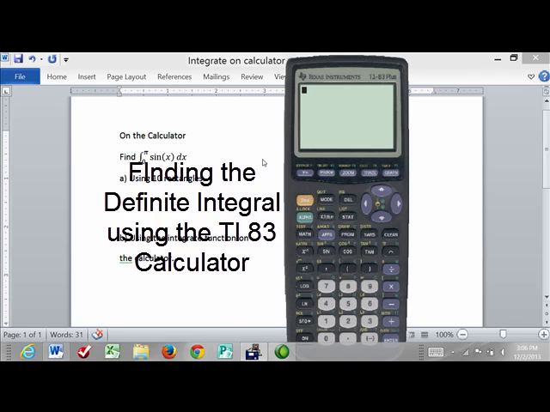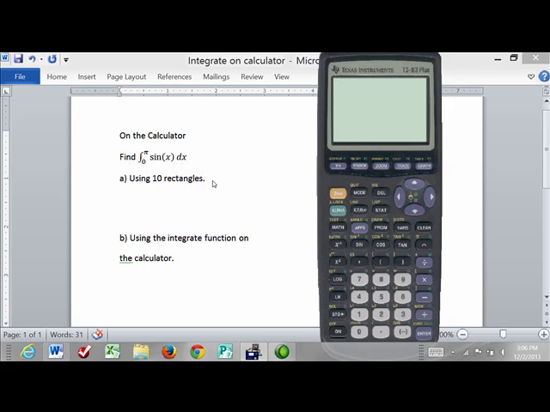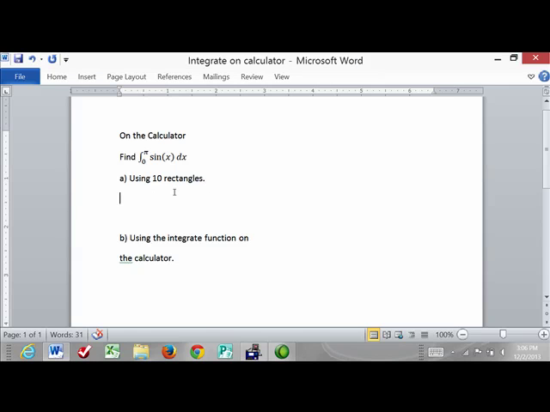Alright, in this video we're going to find how to integrate using a calculator, and the problem says on the calculator find the integral from 0 to pi of sine of x dx using 10 rectangles. So using 10 rectangles, what we're going to do, I'm going to type this out, is we're going to do a sum of the sequence of 10 rectangles. So what does that say? Well, note, n equals 10. Okay, so n is equal to 10.